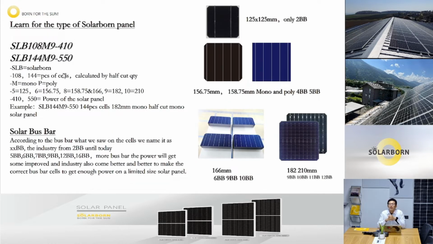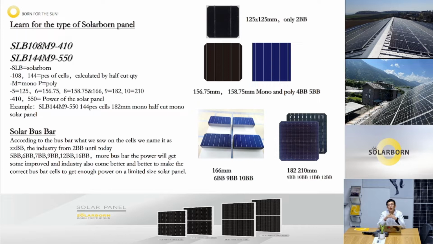And this part we will show you how to name the type of the Solarborn panels, because different companies have different type names. Today I will show you how to read the Solarborn type name. For example, for the 410 type, SLB means the Solarborn, and the 108 means the pieces of half-cut solar cells. We use 108 pieces of half-cut cells to produce the 410 watt.